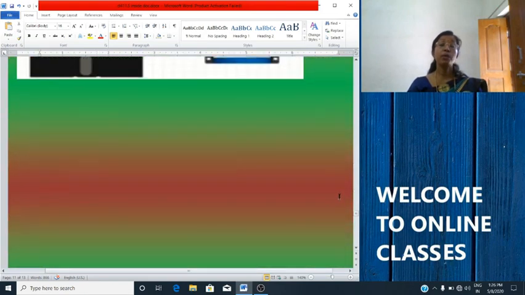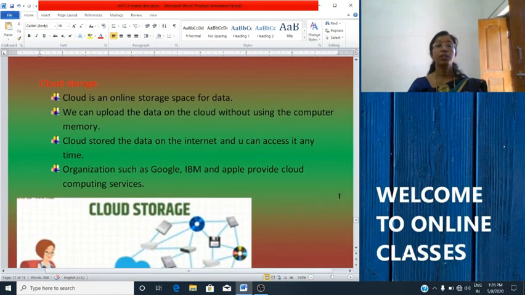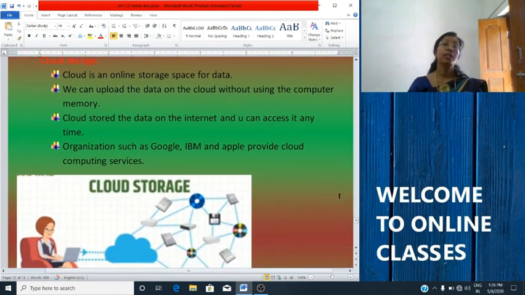Now we will study about the next storage, that is cloud storage. You know, the internal and external devices of a computer have a specific amount of data storage capacity. Once the storage space is filled up, we cannot add any data to it. This is where you can use a cloud storage.